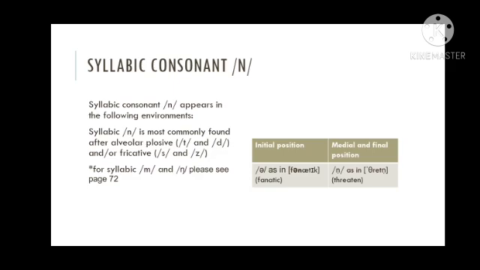So syllabic consonant L appears in the following environments. Like syllabic N, it is most commonly found after alveolar plosives t and d, and fricatives s and z. And then the syllabic consonant N, when it is placed in the initial position, is as in "phonetic", and in the medial and final position is as in "threaten".